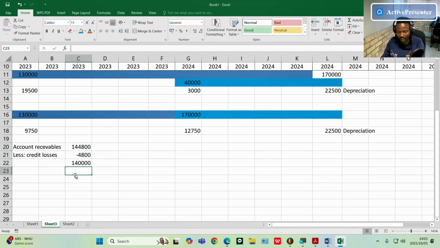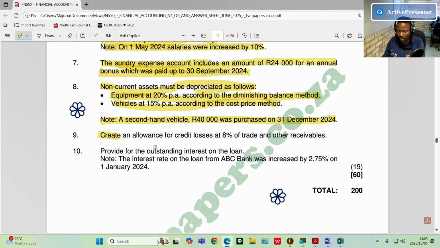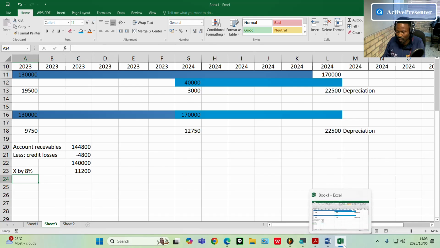We then multiply them by 8%. Remember, we are given the percentage. It says create, not adjust. Create an allowance for credit losses at 8% of the trade and other receivables. So we're just going to take this amount, we multiply it by 8%. So we get 11,200. So meaning this is our credit losses.